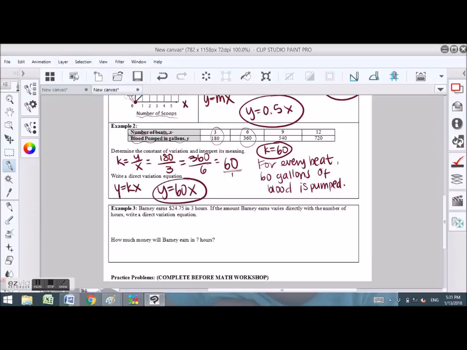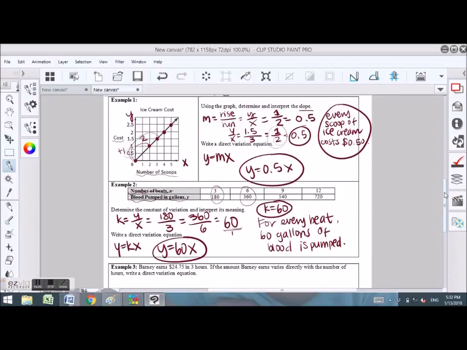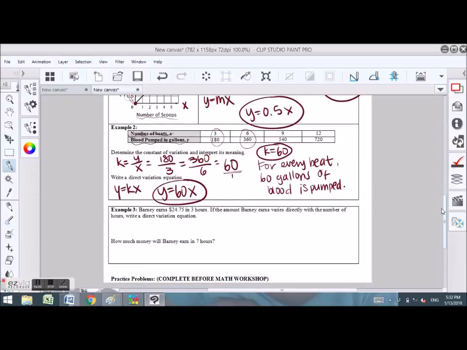So this really is very simple. All you're doing, you're looking at y, you're placing it over x, you're finding the ratio of that, and that's going to give you your m or your k. Then you just interpret it.